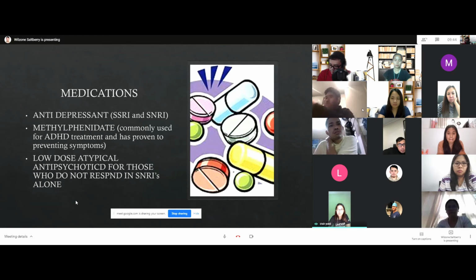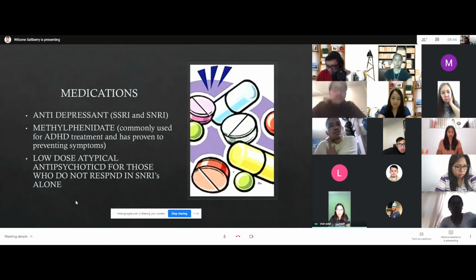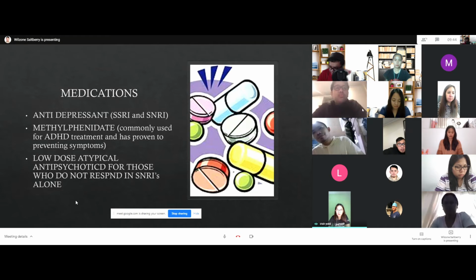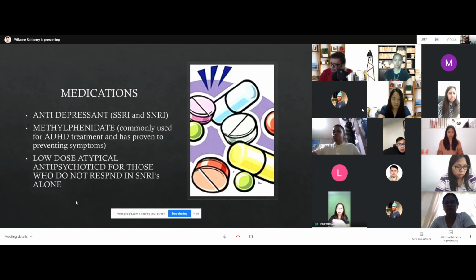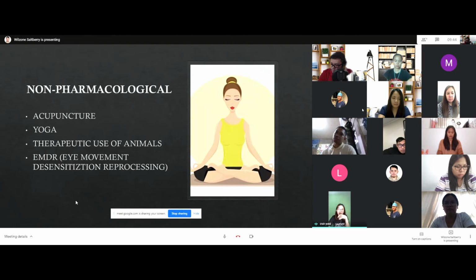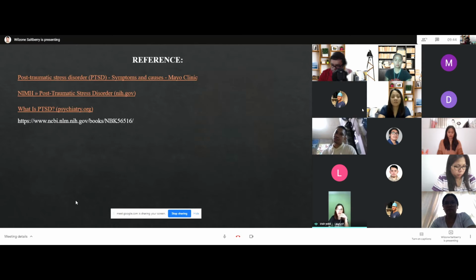For medication, usually antidepressants like SSRIs and SNRIs are prescribed. Methylphenidate can also be used for treatment, and low-dose atypical antipsychotics for those who do not respond to SNRIs alone. We also have non-pharmacological treatments such as acupuncture, yoga, therapeutic use of animals, and eye movement desensitization and reprocessing. That would be all. Thank you for listening.